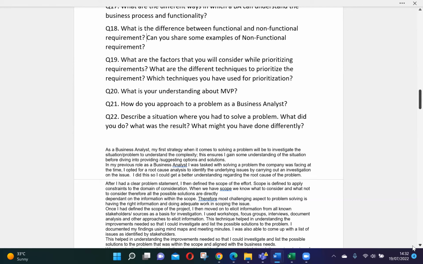As a business analyst, my approach would be to investigate the problem and do a root cause analysis of it, and ensure that I understand the situation before suggesting solutions to the problem. This can be through interviewing the key stakeholders involved and doing my own research. That's my approach.